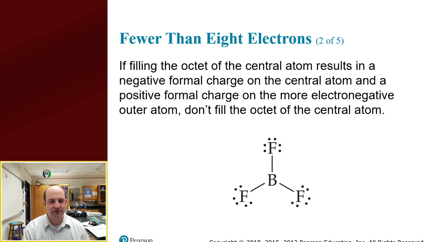If filling the octet results in a negative formal charge on the central and positive on the outer, just don't do it. So, think about it. Fluorine's the most electronegative atom. It should never be plus. It just never should be.